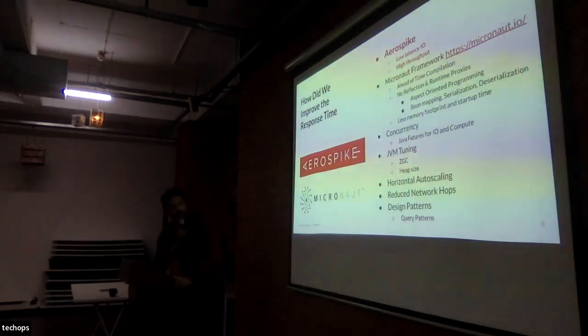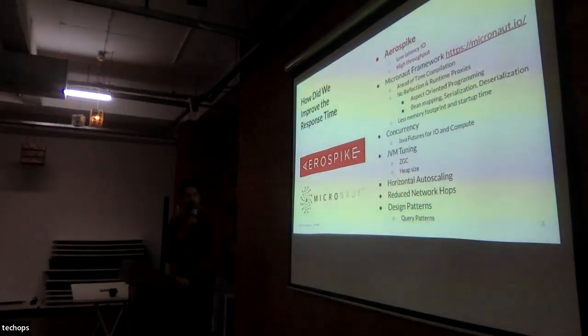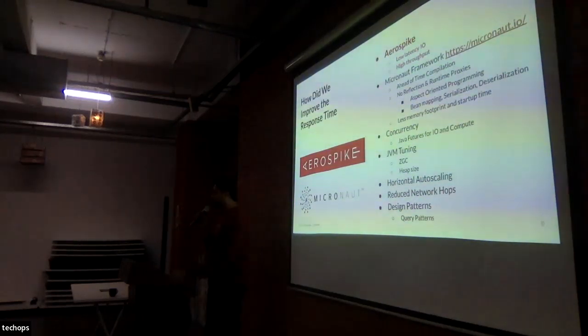So for IO related piece, we ended up using a distributed NoSQL database called Aerospike. It's a low latency database and it provides high throughput. And then we also use Micronaut framework as a framework for our API. How did it help us? So Micronaut framework basically provides ahead of time compilation, meaning there is a lot less overhead at the runtime compared to other frameworks like Spring Boot, right?